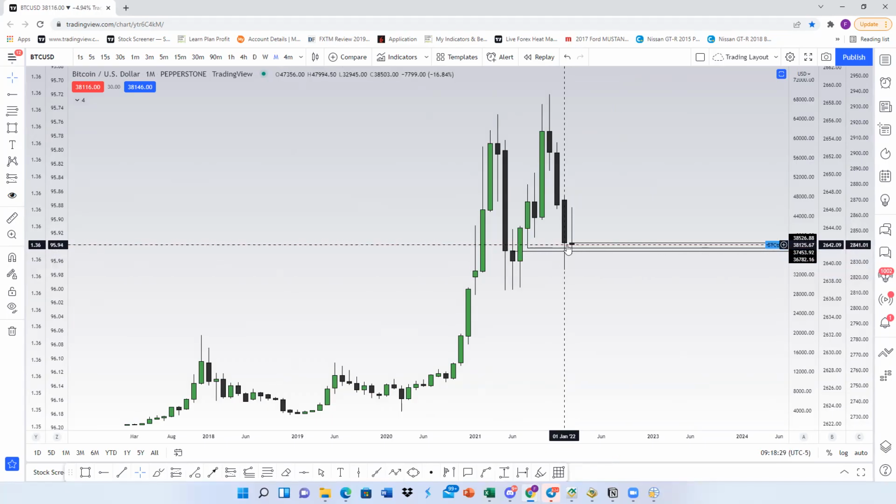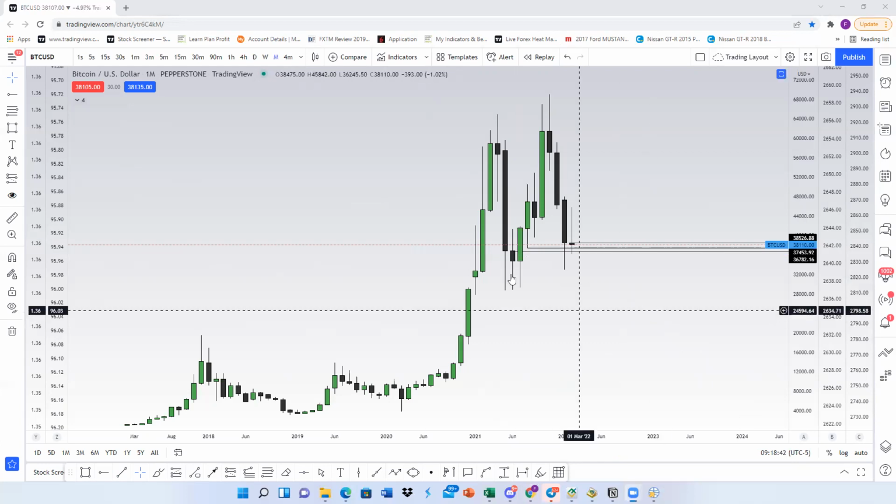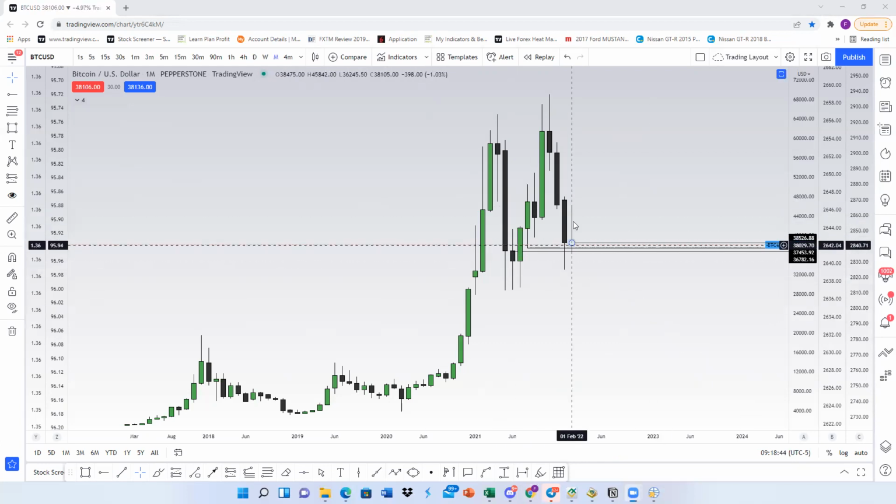Because this closed above it. So now if this month's candle closes below this imbalance over here, then this fellow is going to continue bleeding all the way down. Okay. But anyways, I'm digressing. This is the candle.